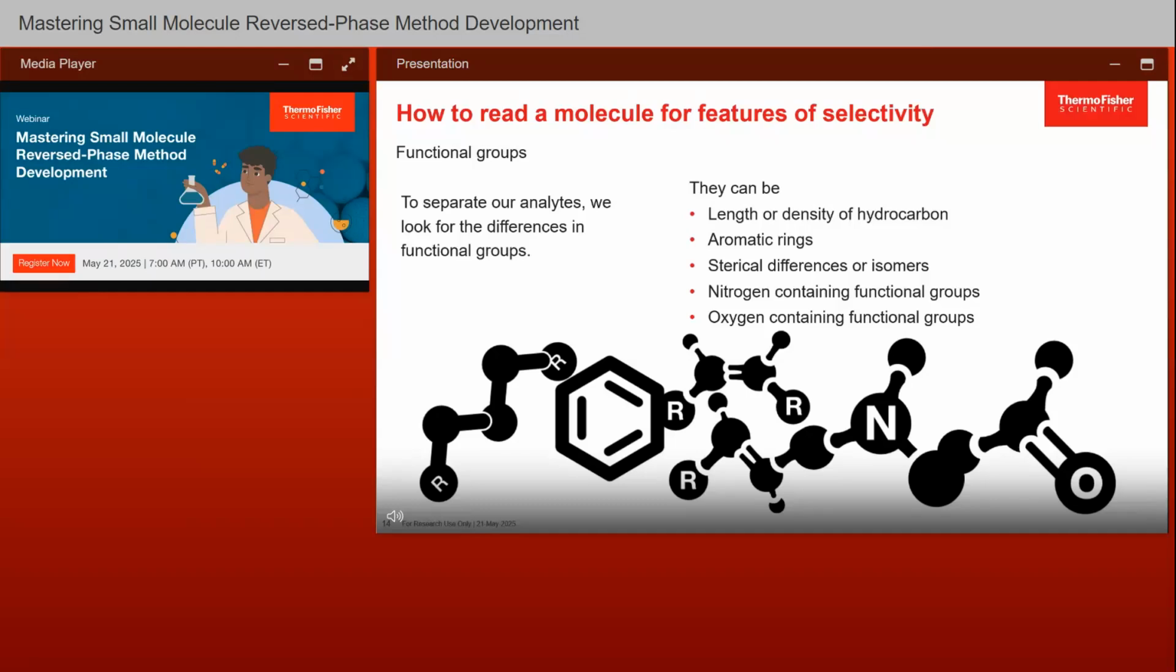Have a better understanding of the analytes we're trying to separate. We need to look at the difference in functional group. That can be the length or the density of hydrocarbon. Does it have aromatic ring, steric differences or isomers, nitrogen-containing functional group, oxygen-containing functional group? This can give an idea about the behavior of the molecule you're trying to analyze.